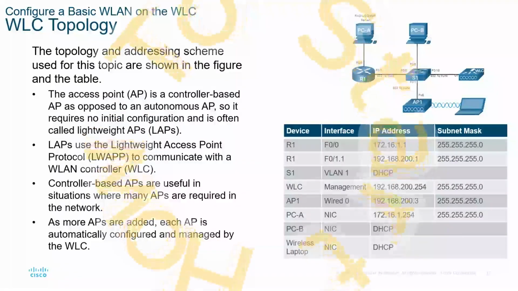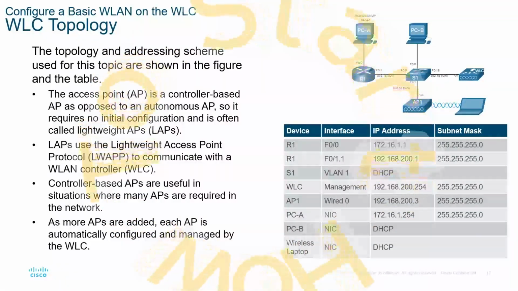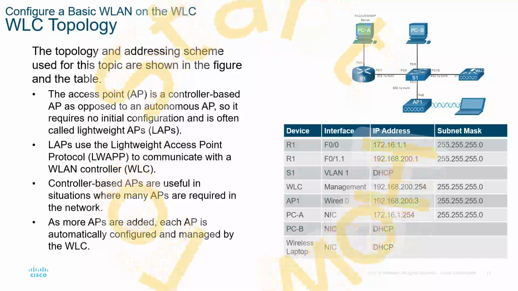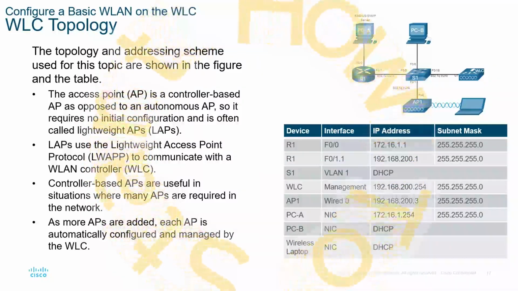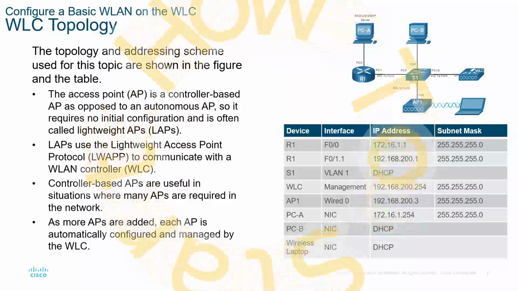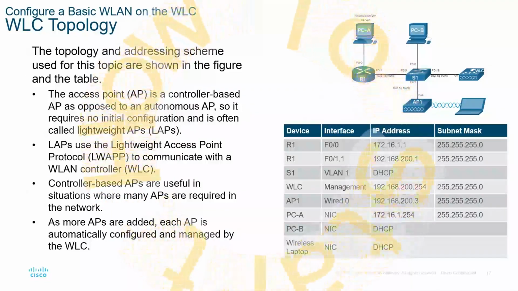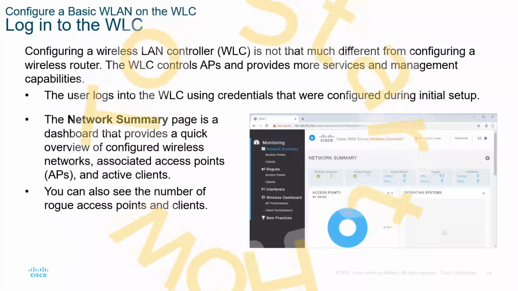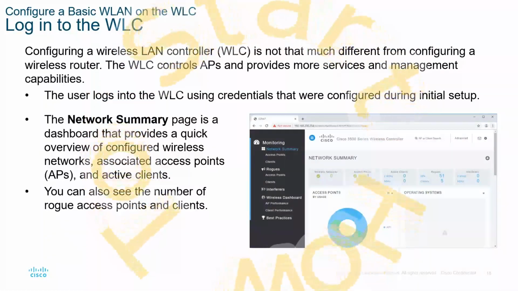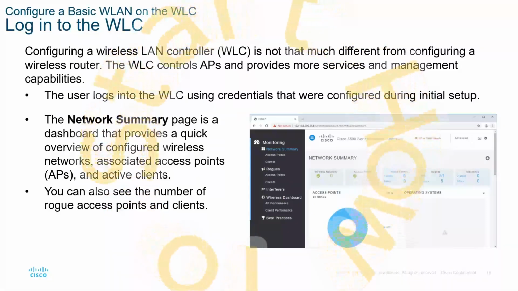So here is our topology. We have a RADIUS server or a management server. We have an access point. We have a wireless LAN controller, and we have some address information. On one of the PCs, navigate to the address of our wireless controller.